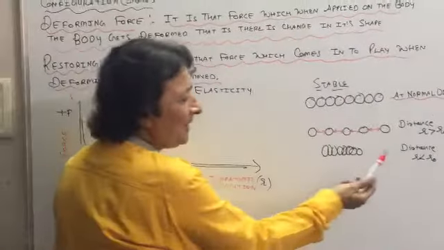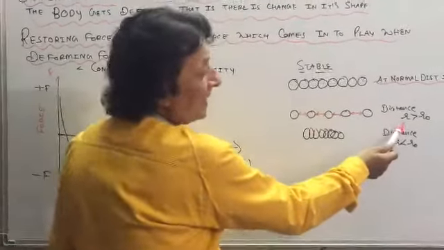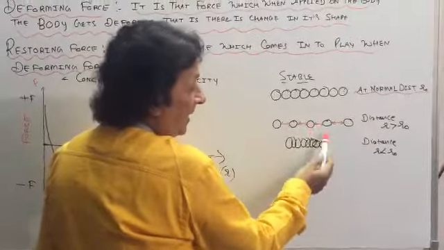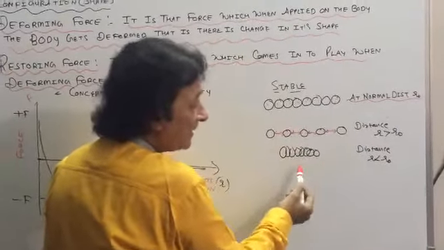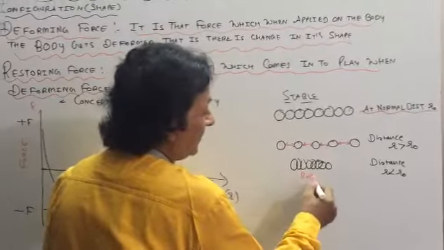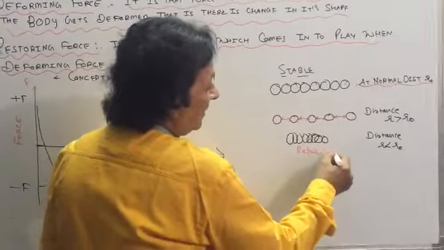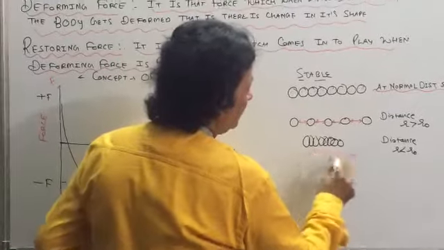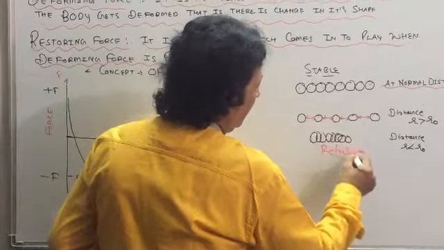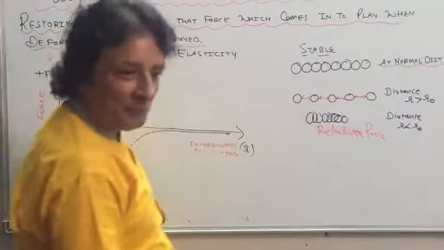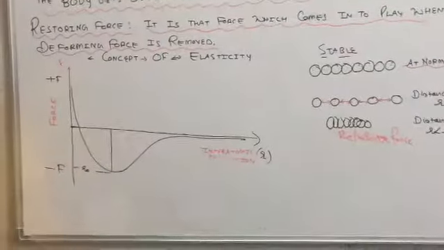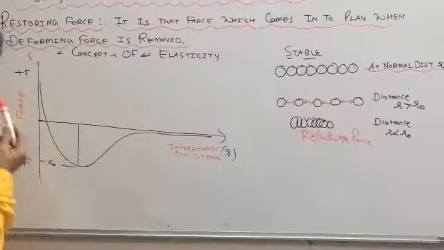If I increase the distance, I'll find some attractive force. If I decrease the distance, I find some, which force? Repulsive. Repulsive force, right? You should interact with me. We are in the live lecture, so let you be also live. Repulsive force. Now, see the graph.